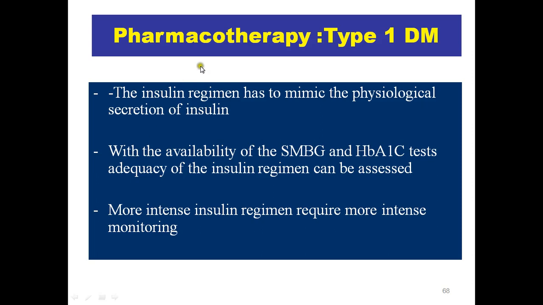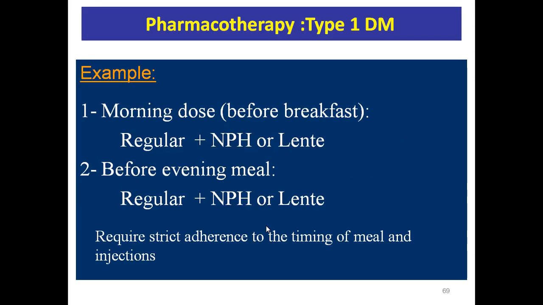So the insulin regime has to mimic the physiological secretion of insulin. With the availability of self-monitoring or continuous glucose monitoring and the HbA1c test, the adequacy of the insulin regime can be assessed. A more intense regime requires more intense monitoring. So the more intense the therapy is, the more insulin injections you're giving to the patient, the more blood testing you will have to do in these patients.